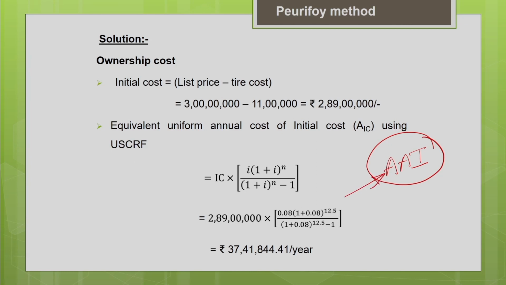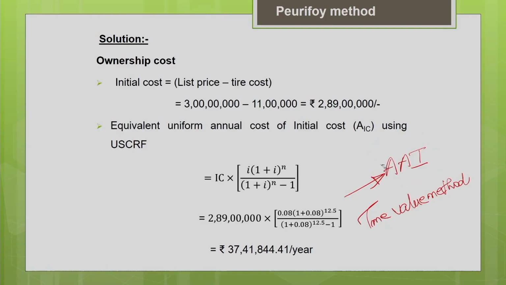Another method we have discussed is the time value method, where we consider the timing of the cash flows and we convert the cash flows which are occurring at different points of time into equivalent cash flows at a particular period using the compounding factors, which is a more accurate estimate. So in this problem we are going to adopt the time value method, so that we can look for an accurate estimate.